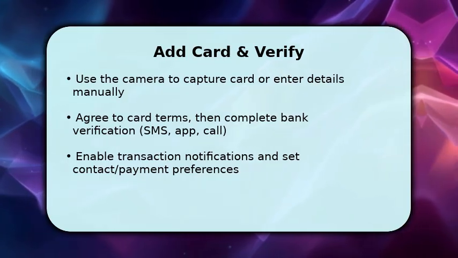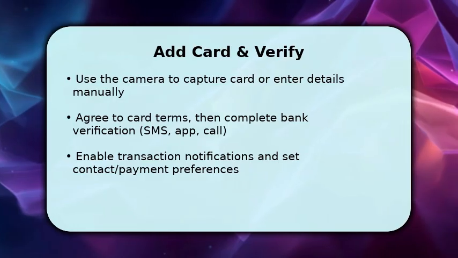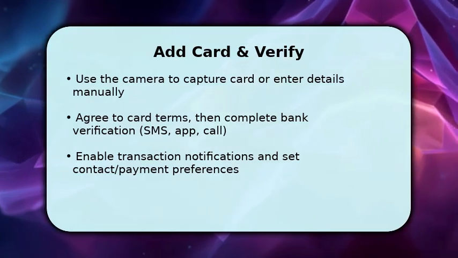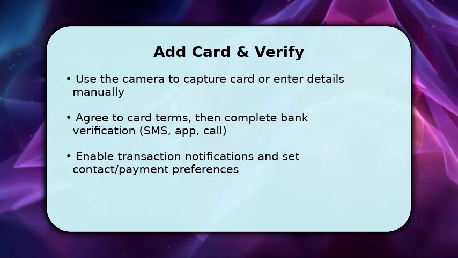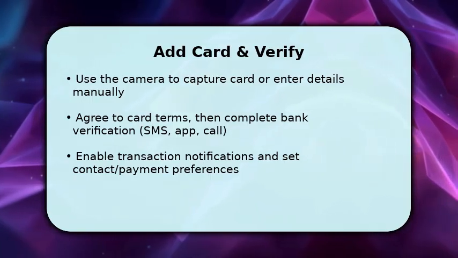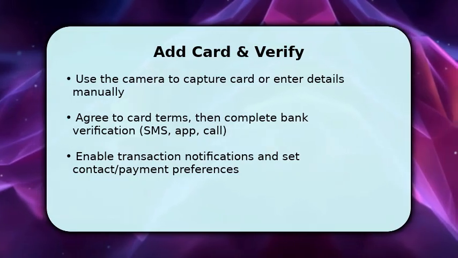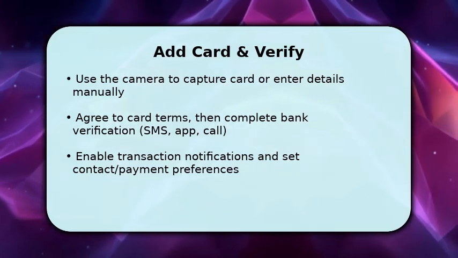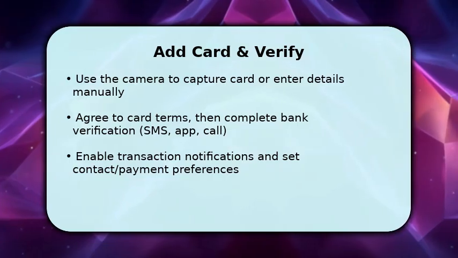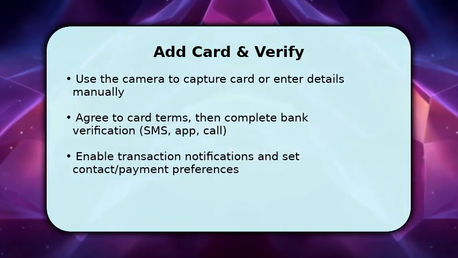Tap Next. Your bank or card issuer will verify the card. Verification commonly uses an SMS code, a bank app notification, or a phone call. Follow the prompt. Once verified, your card appears in Wallet. Make sure notifications are allowed so you receive verification and transaction alerts, and optionally set this card as your default.